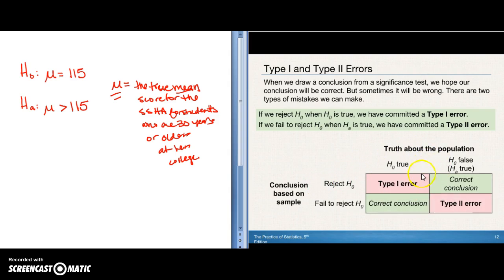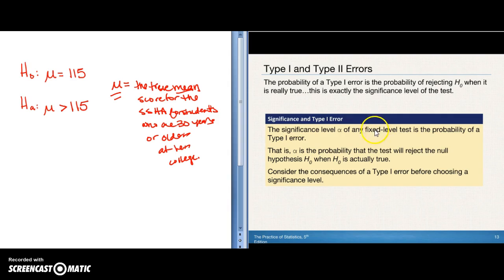Another way to look at it is in the table that they provide in your book. If your null was true, but you rejected it, that's a type 1 error. If your null was false and the alternative was true, but you failed to reject your null, then you get a type 2 error. So you'll want to study those two types of errors.